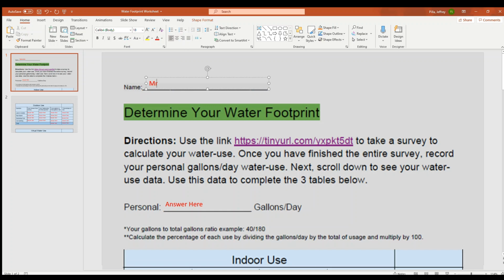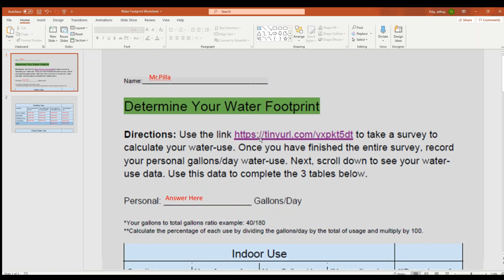First thing I'm going to do, write my name. Please write your name so I know whose paper I'm looking at. Alright, so let's read the directions real quick. It says use the link provided, to take a survey to calculate your water use. Once you have finished the entire survey, record your personal gallons per day water use. Next, scroll down to see your water use data. Use this data to complete the 3 tables below.